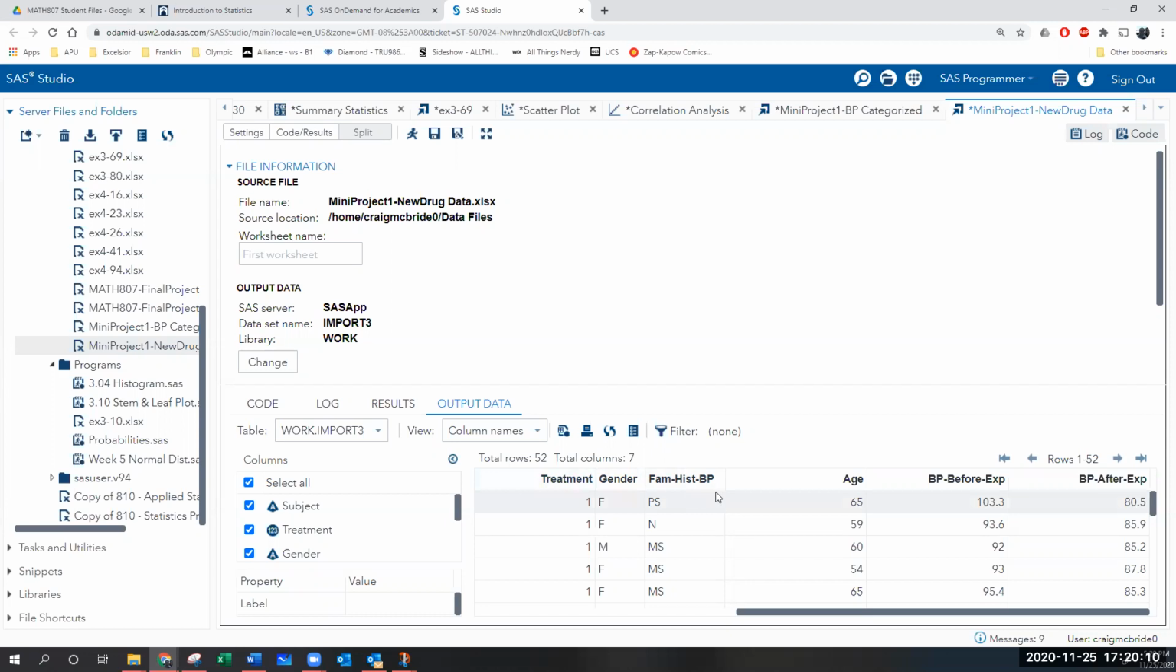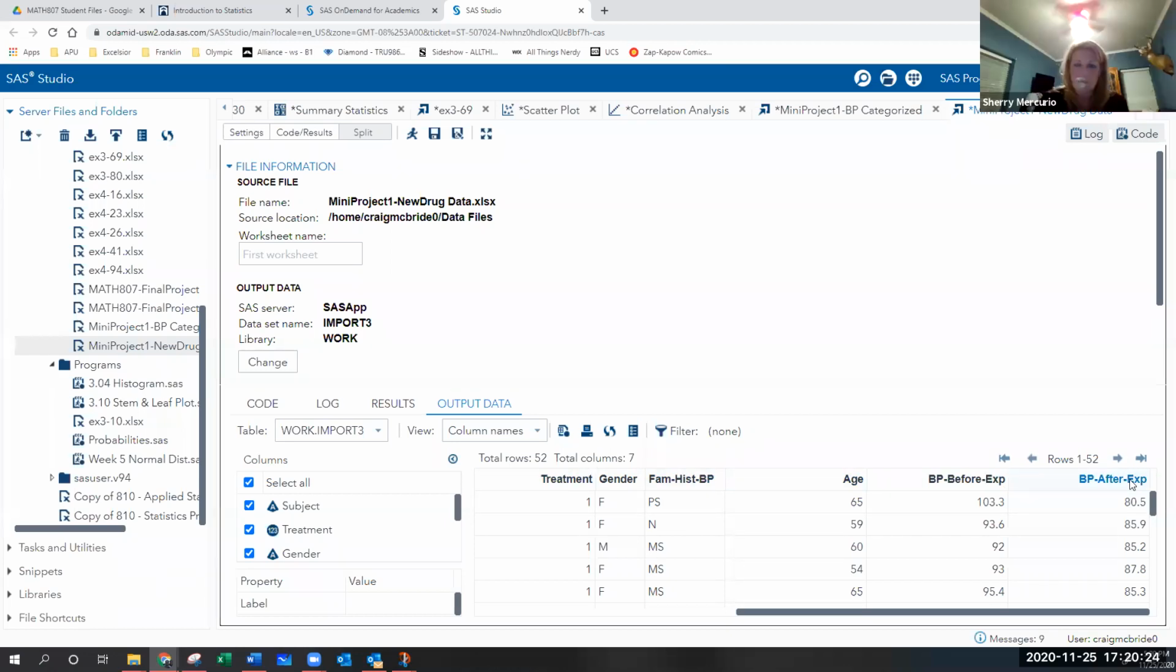And then of course, anytime they ask you to do something with quantitative variables, you only have 3 quantitative variables to choose from, and that's age, BP before, and BP after. Okay, thank you. That's super helpful. Of course.